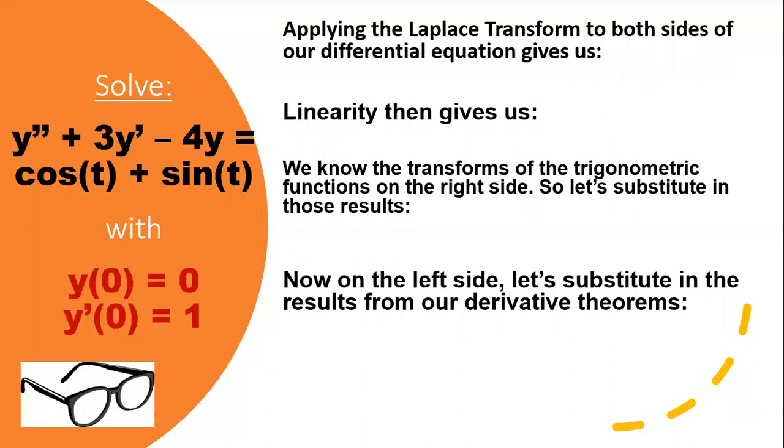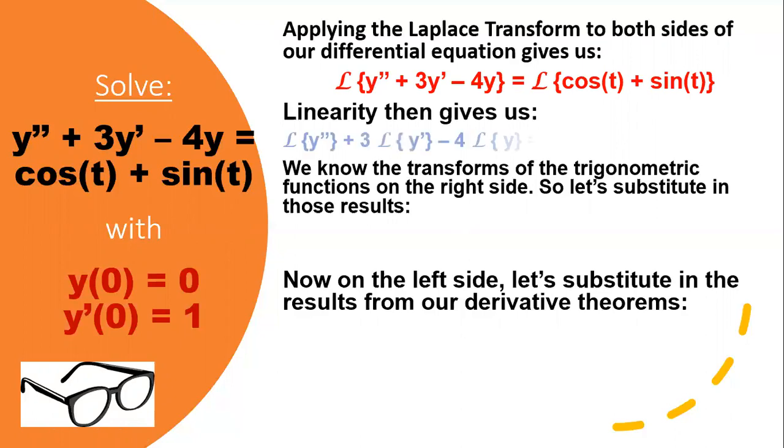If we take that differential equation and we apply the Laplace transform to both sides of it, that will give us the following result. The Laplace transform of the left side equals the Laplace transform of the right side. But then we can apply the linearity of the Laplace transformation to say that the Laplace transform of the second derivative of the solution plus 3 times the Laplace transform of the first derivative minus 4 times the Laplace transform of the solution equals the transform of the cosine of t plus the transform of the sine of t.